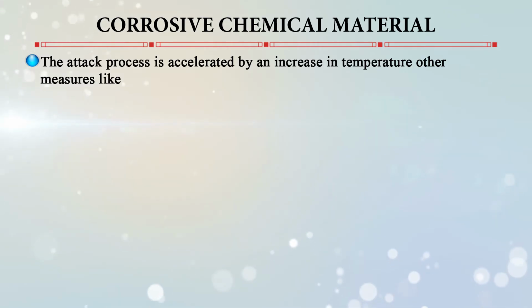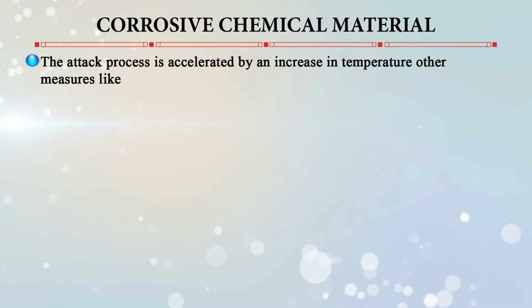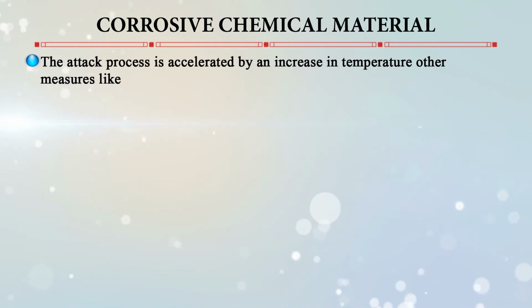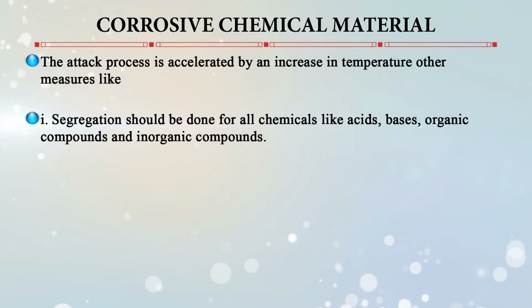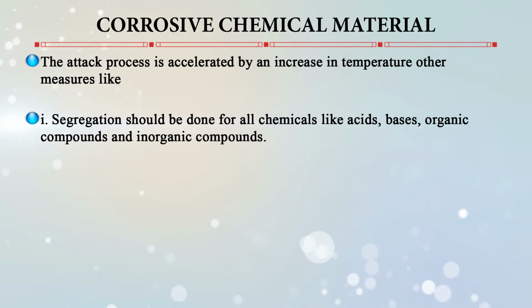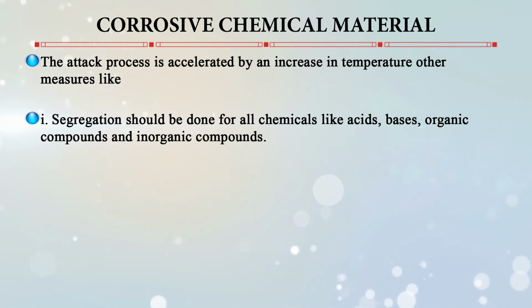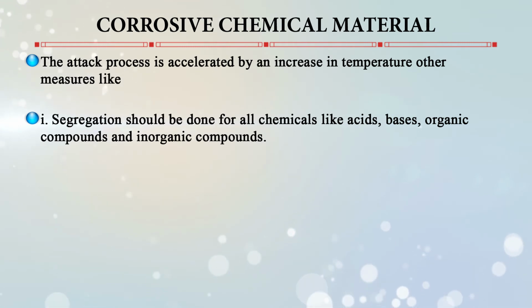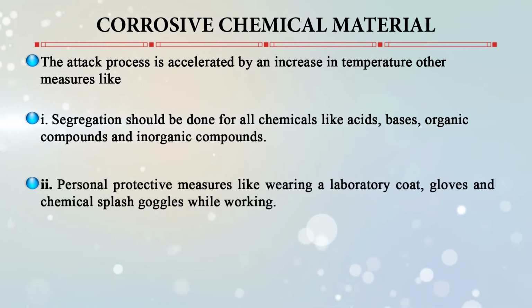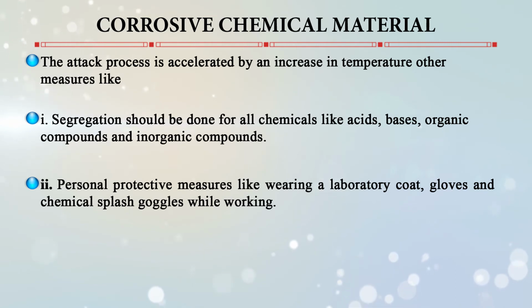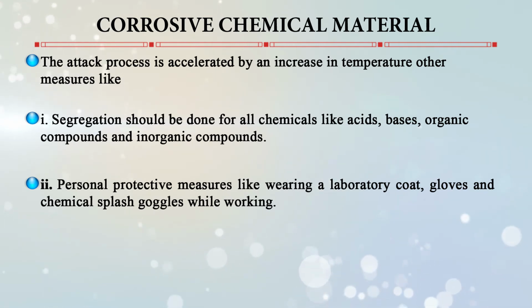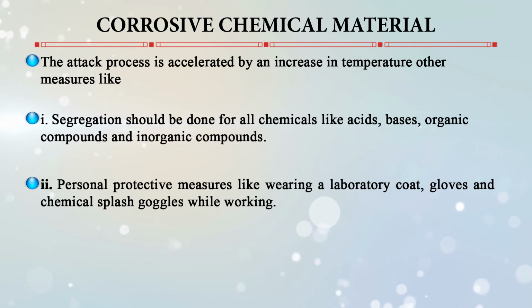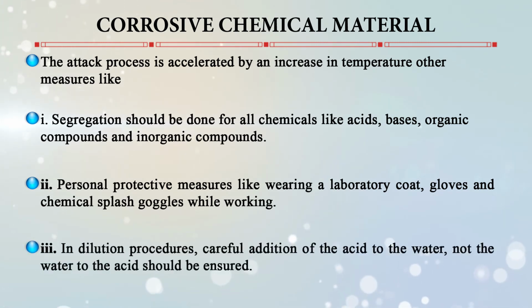The attacking process is accelerated by an increase in temperature. Other measures like segregation should be done for all chemicals like acids, bases, organic compounds and inorganic substances. Personal protective measures like wearing a laboratory coat, gloves and chemical splash goggles are also there while working with these hazardous chemicals. Dilution procedures are also there, so careful addition of the acid to the water, not the water to the acid, should be ensured.